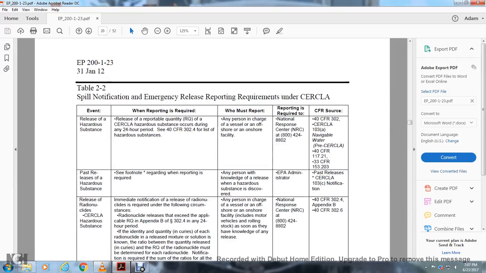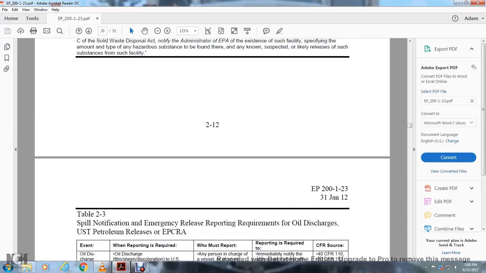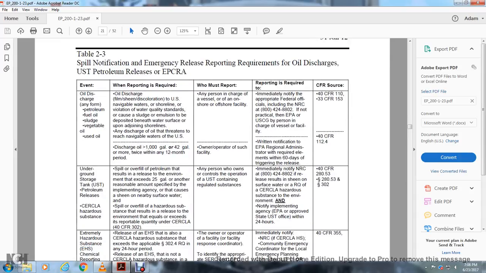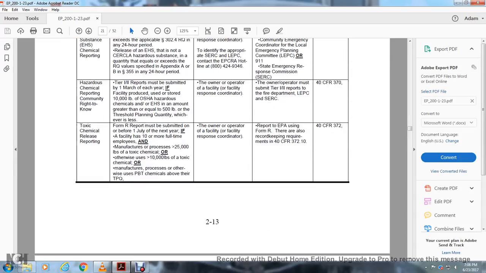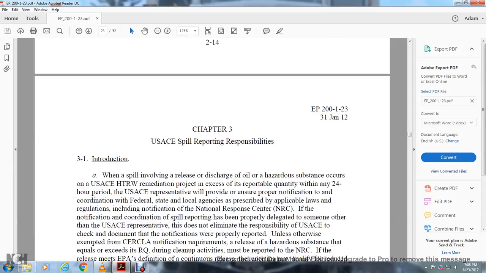All right, Table 2, Spill Notification, Emergency Reporting, Release Reporting Requirements under the Comprehensive Environmental Response, Compensation, and Liability Act. Release of the hazardous substances, and this is basically what we just went over. All right, Chapter 3, USA Spill Reporting Responsibility.